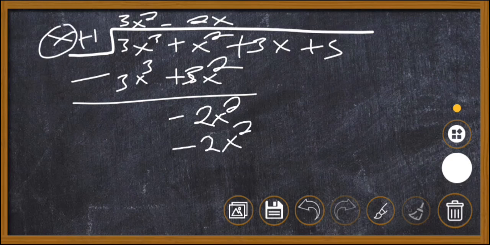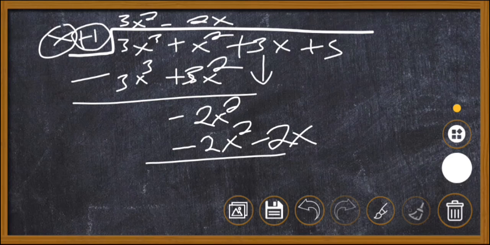Negative 2x squared, and then negative 2x multiplied by 1, we are going to have negative 2x. So we are going to drop this 3 here so that we have positive 3x here, and then we subtract. We know that negative multiplied by negative is simply positive. So in this case, we are going to have negative 2x plus 2x squared. Of course, it's 0. And then negative multiplied by negative is simply positive, so we are going to have positive 5x. When we add 3x plus 2x, we are going to have 5x.